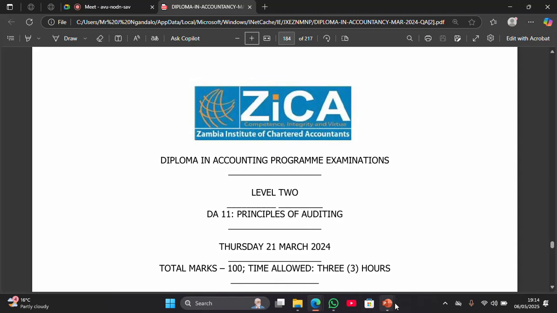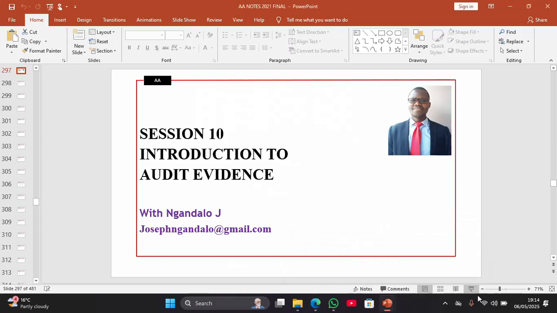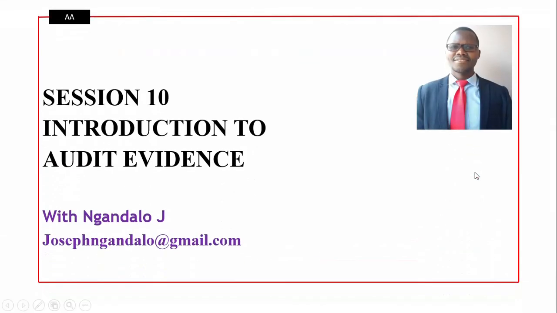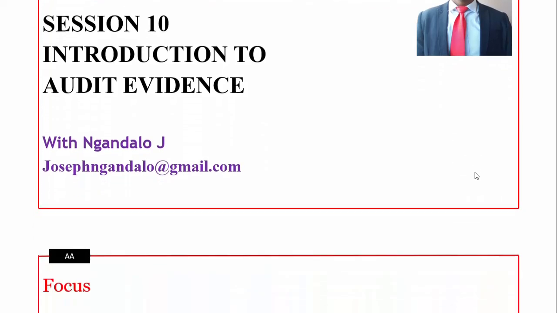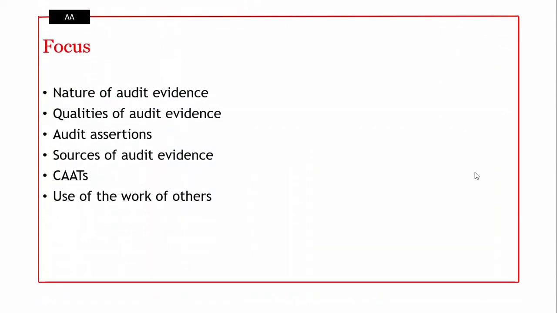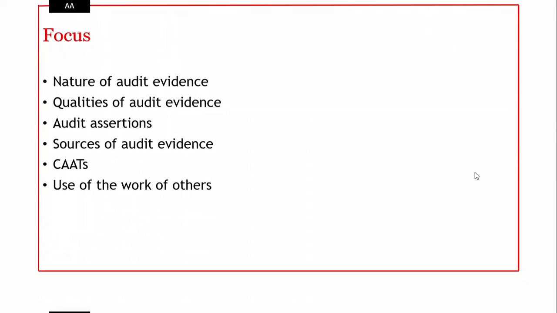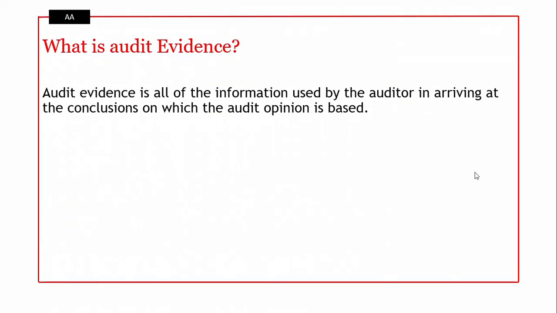Today we want to look back at the issue of audit evidence. Just a brief introduction as we prepare our minds for question practice. It is very important to appreciate that audit evidence holds a very special place in the audit process. Without evidence, it is reckless for an auditor to go ahead and give a particular opinion.